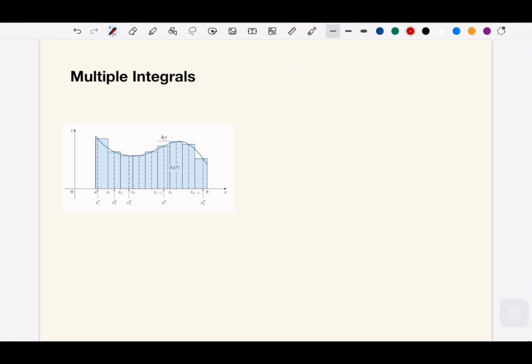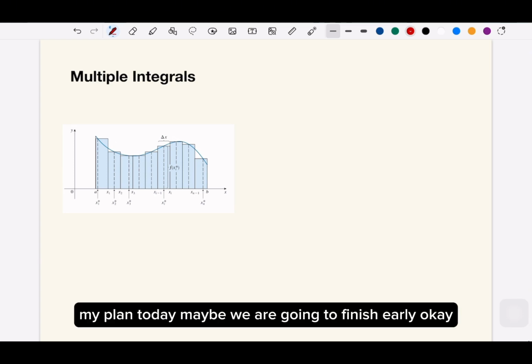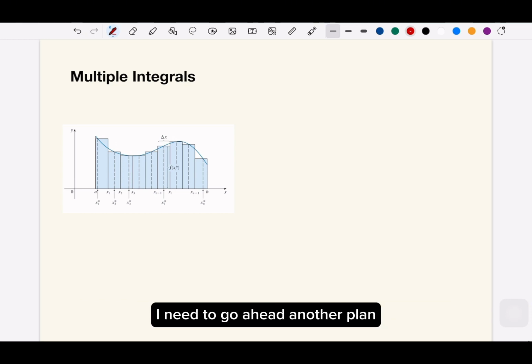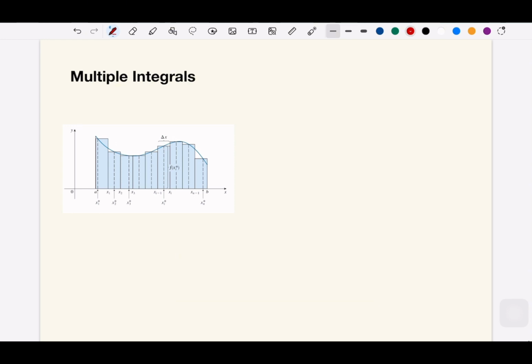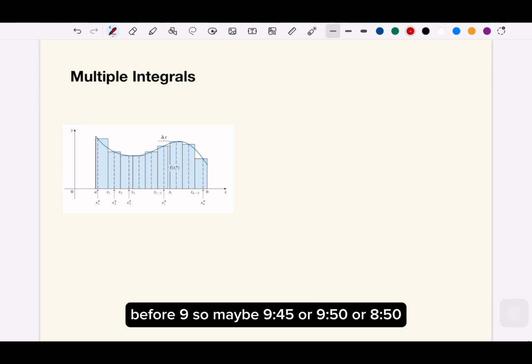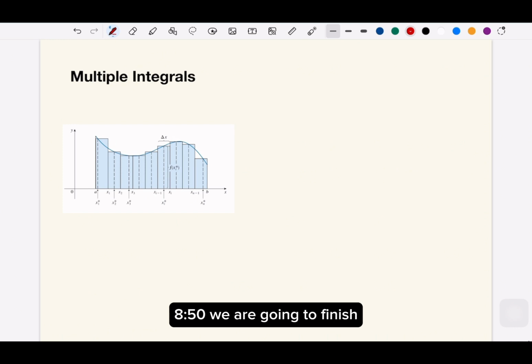So my plan today, maybe we are going to finish early. I need to go to another plan before 9, so maybe we are going to finish at 8:50.